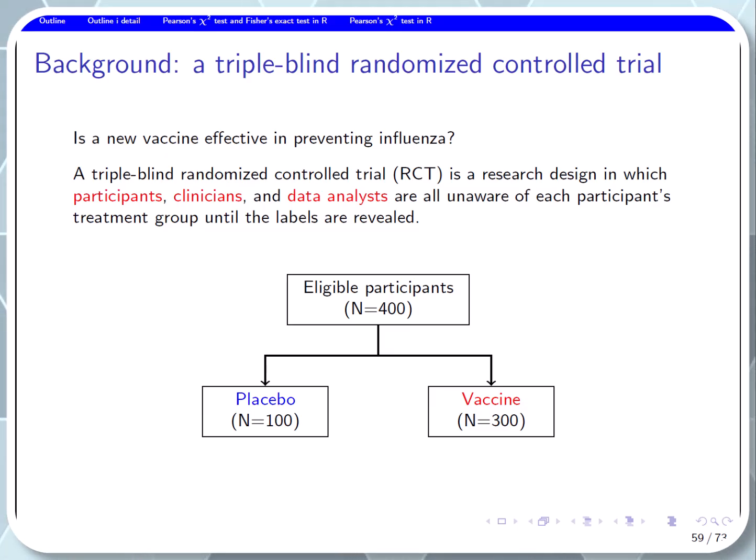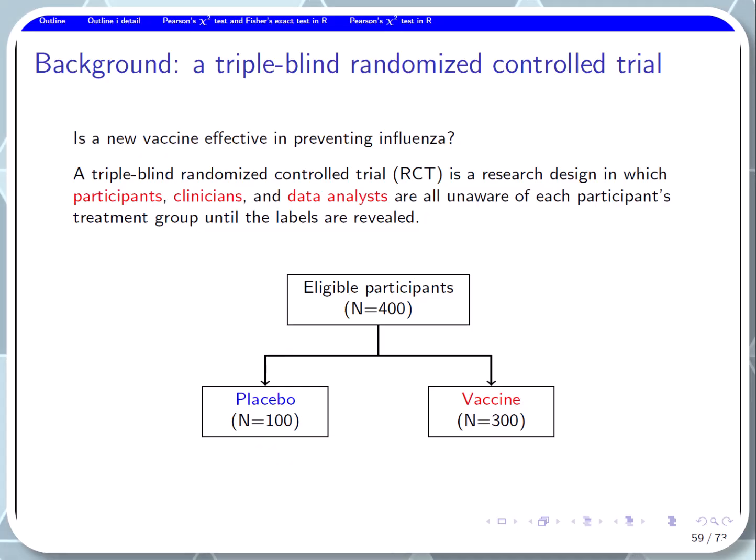Suppose we want to investigate whether a new vaccine effectively prevents influenza. To study this, we conducted a triple-blinded, randomized controlled trial, where the investigators, clinicians, and analysts remain blinded throughout the study. A total of 400 participants met the inclusion criteria and were randomized into two groups. 100 participants received the placebo and 300 participants received the vaccine.